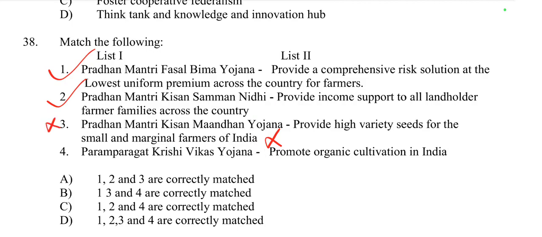So this is incorrect. Then Paramparagat Krishi Vikas Yojana, it promotes organic cultivation in India. Paramparagat Krishi Vikas Yojana promotes organic cultivation. This is right. So option 3 is incorrect here. Option 1, 2 and 4 are correct. So here in question number 38, C is right.